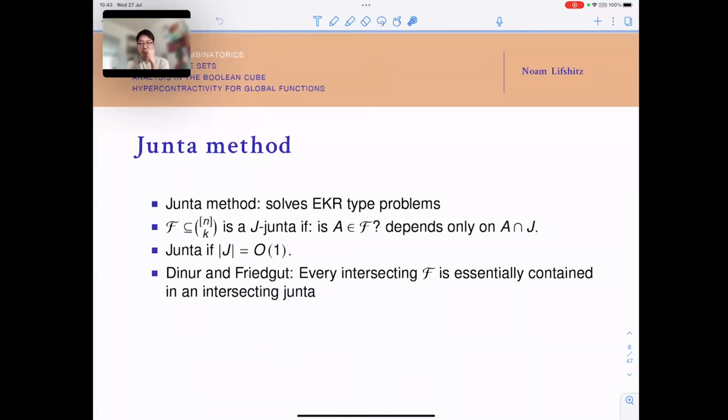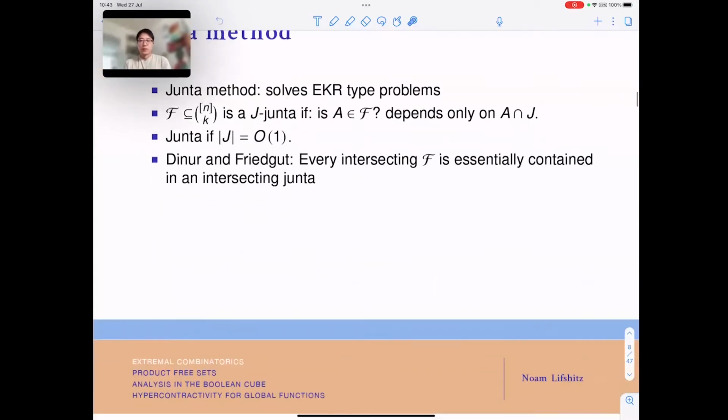So you can think of it as a classification of all the intersecting families, and that they are all almost juntas, almost contained in juntas.